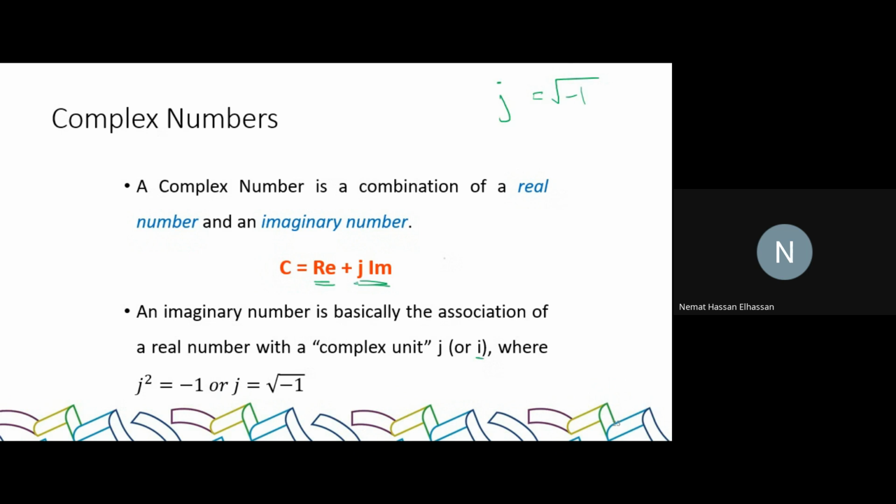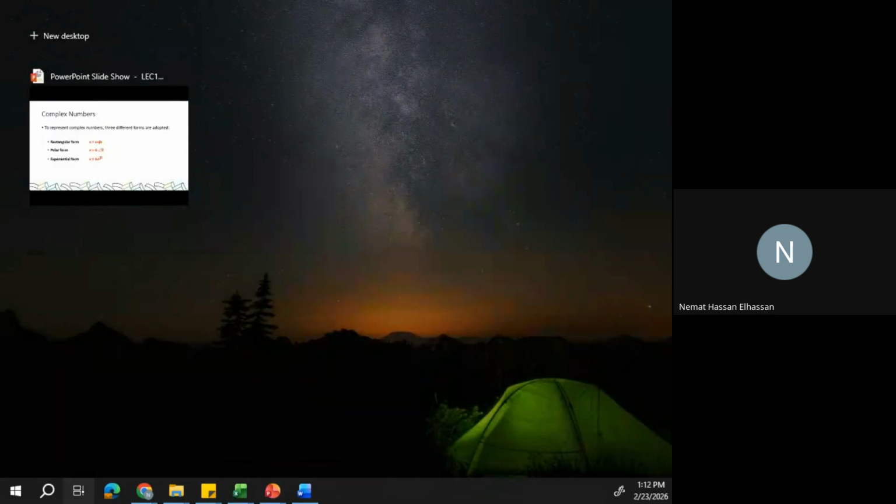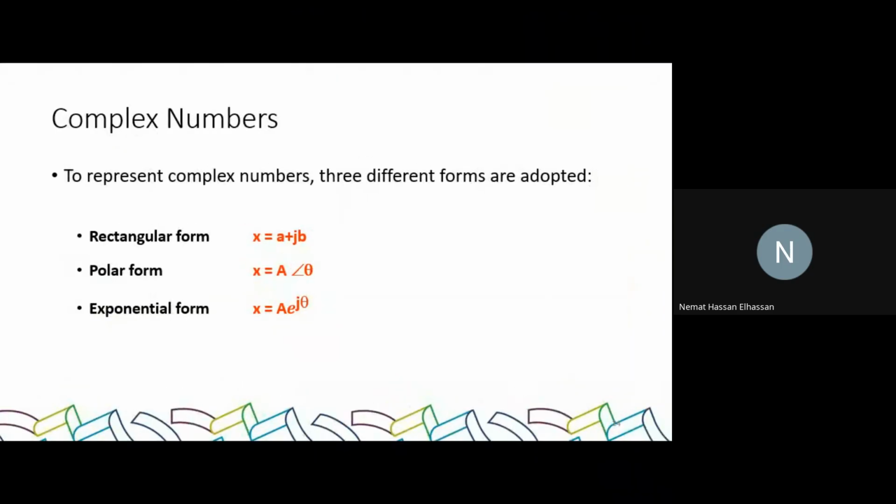The way we represent them, just a quick reminder, there are 3 methods to represent complex numbers. This first form is called rectangular form, which is real plus j times imaginary, or the polar form, or the exponential form. What is the relationship between rectangular and polar and exponential?